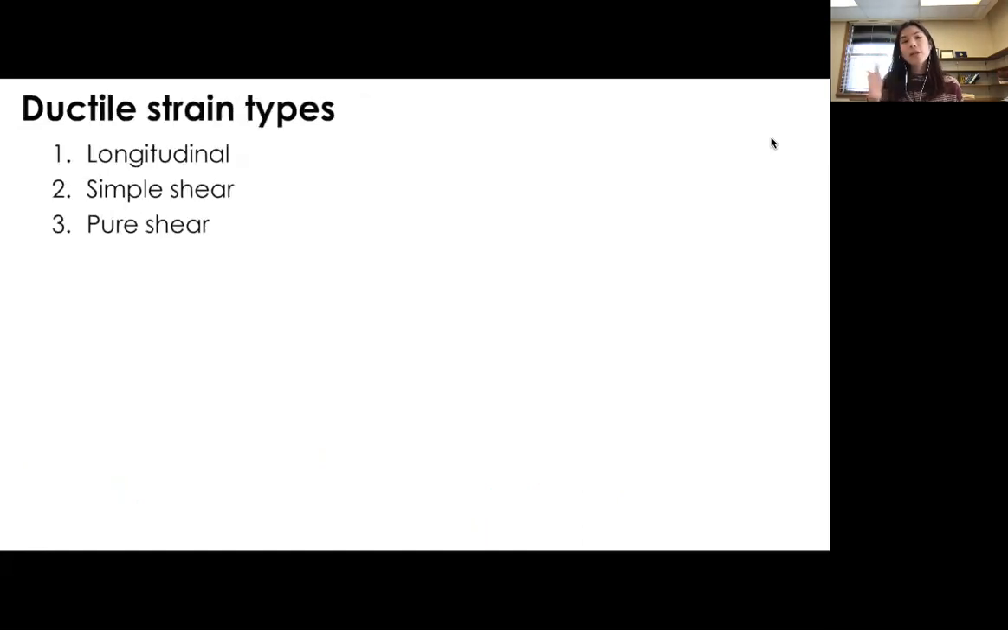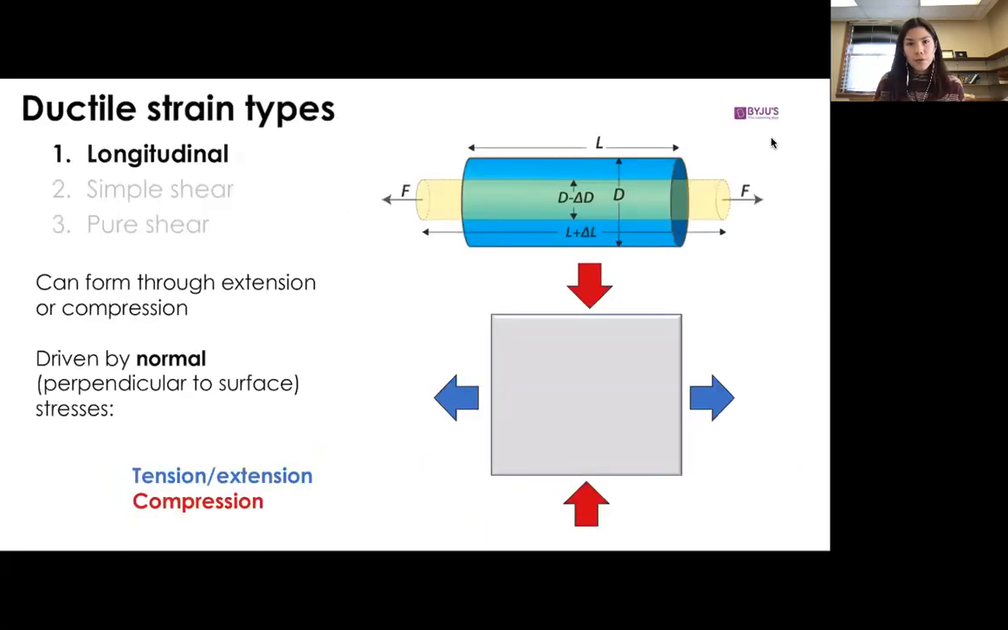All right, so what actually causes a fold? There are three main stress types that will lead to ductile strain and to ductile folding. The first of these is longitudinal. This is a case where the stresses are normal to the surface. If you look at these red arrows, these represent the compressive stresses, and they are acting normal to that surface. The tensional or extensional stresses are also acting normal to that surface, right? And normal here is defined as being at a right angle to that surface.